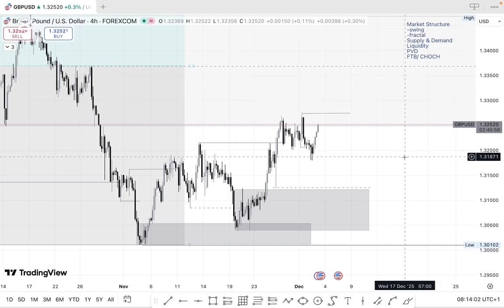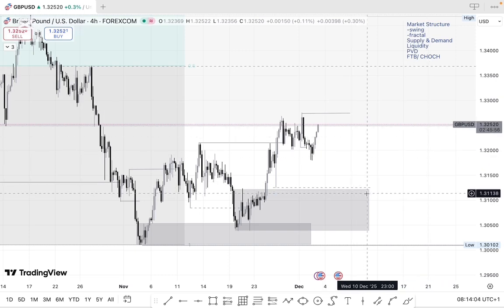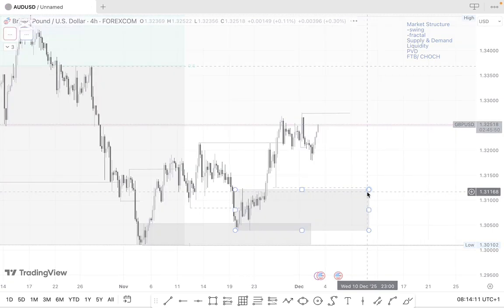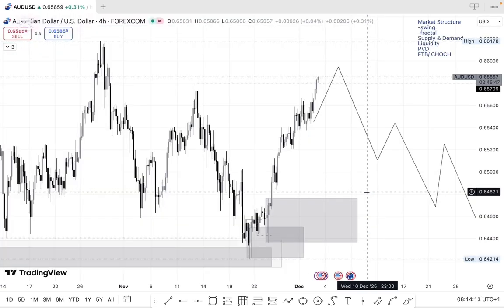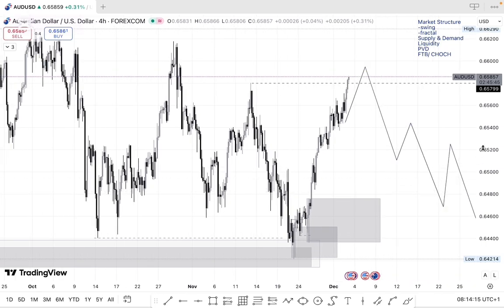I'm still looking to see price maybe drop lower here. Let's see how it goes. The next place should be AUD. On AUD, we are seeing price.